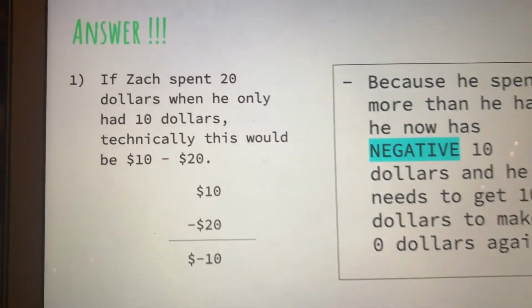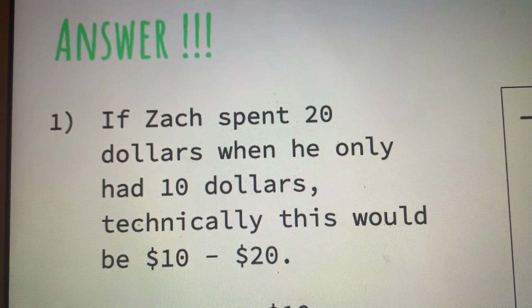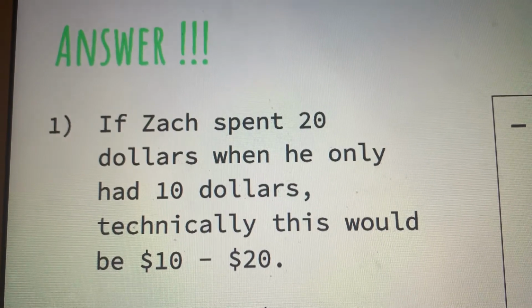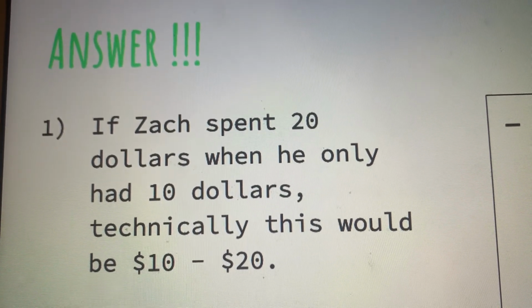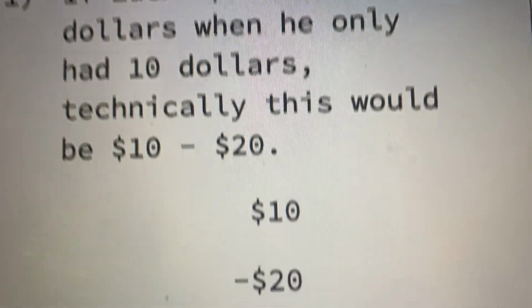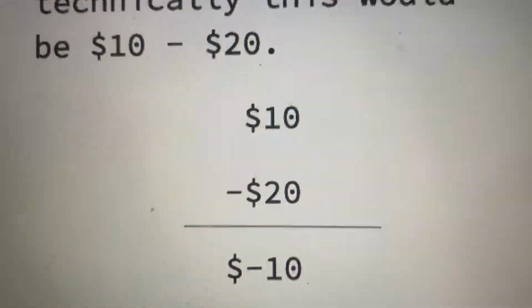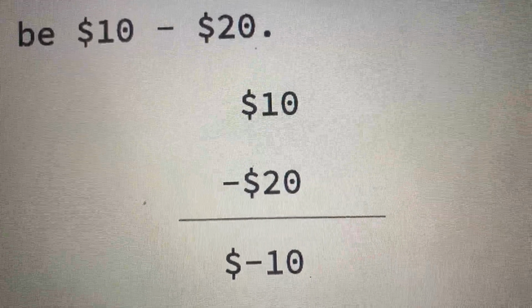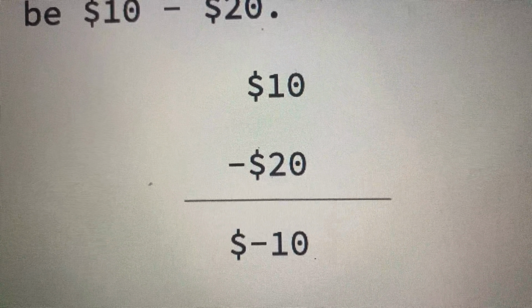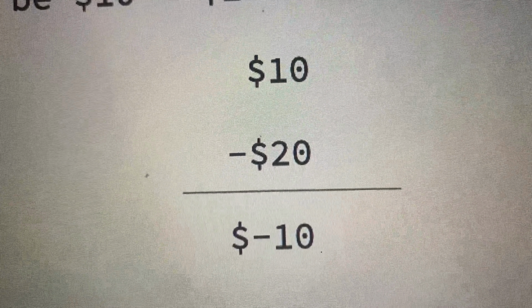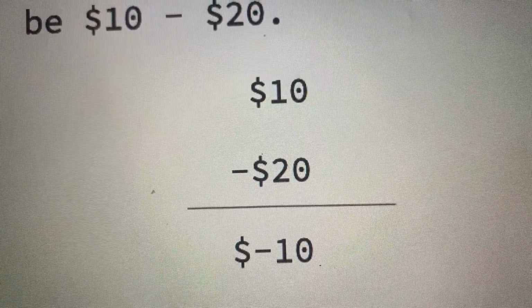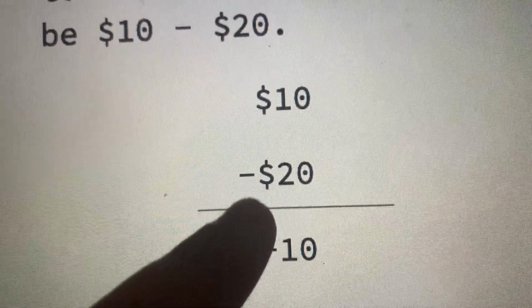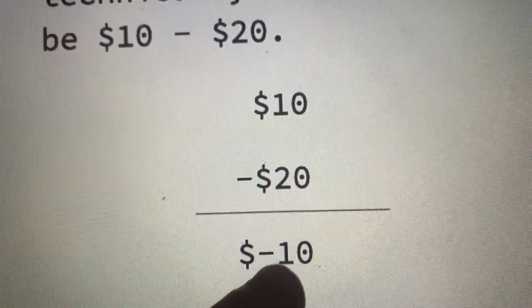All right, so for the answer, if Zach spent $20 when he only had $10, technically this would be able to be solved as $10 minus $20. So right here, we have 10 minus 20 would give us negative 10. This is super important to remember because normally this doesn't look very right. This doesn't look easy to solve. But because it's a negative number, it's super important to remember that that minus sign is also going to go down here. It's going to make us have a negative.